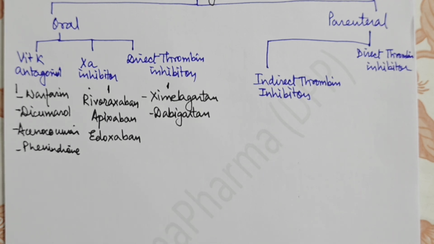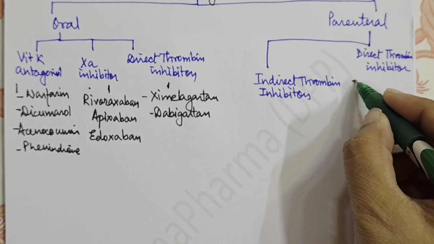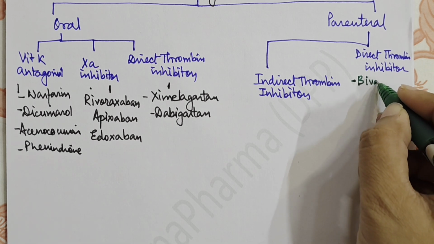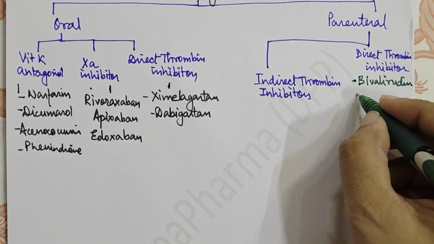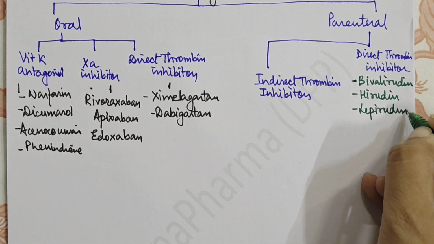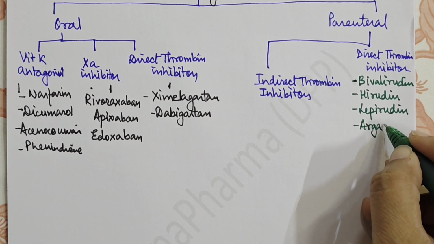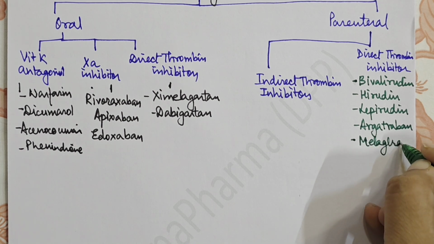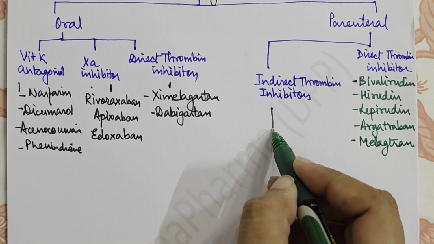Then now we come to the parenteral drugs. अब parenteral drugs में direct thrombin inhibitors क्या क्या हैं? तो ये हैं bivalirudin, hirudin, lepirudin, argatroban, and melagatran. Then indirect thrombin inhibitors में we have three categories.